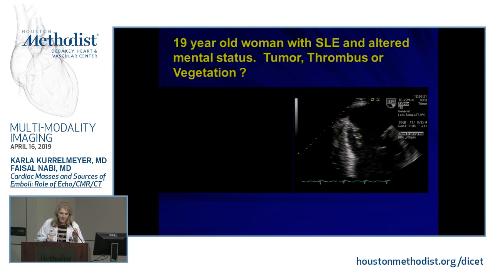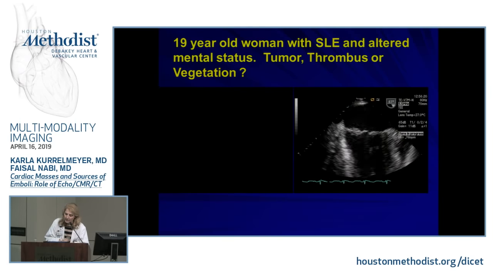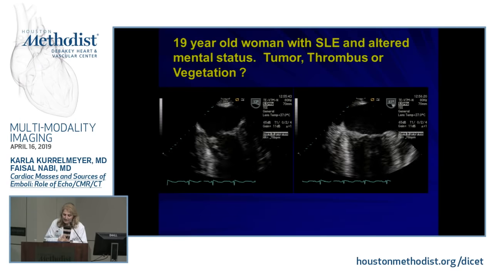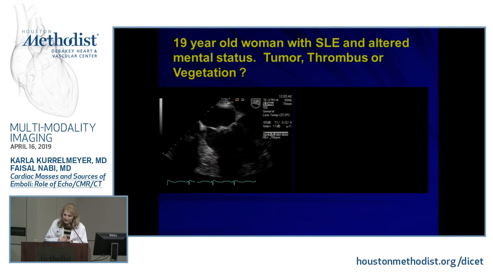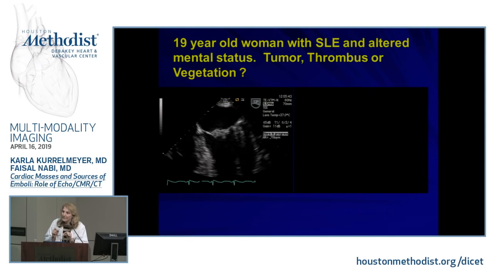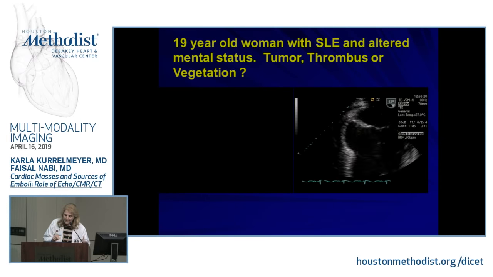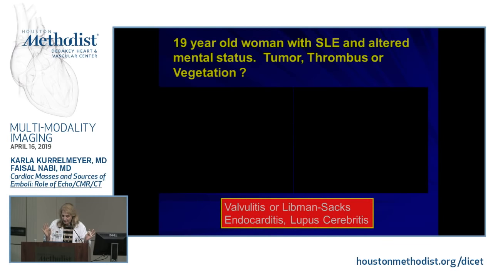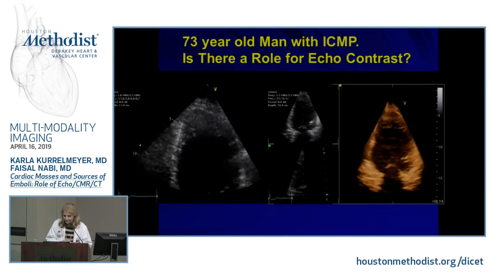So this is a 19-year-old with lupus and altered mental status. So this was a cardiac source of embolus workup. So this is a TEE, and this is zoomed up to show you the mitral valve. And what you're seeing is there's diffuse thickening of those leaflets from the very tip of the leaflets all the way down to the base of the leaflets. So she was subsequently determined to have lupus cerebritis. So that's a classic picture of Libman-Sacks endocarditis or valvulitis. It involves the whole valve, the whole valvular tissue becomes inflamed.